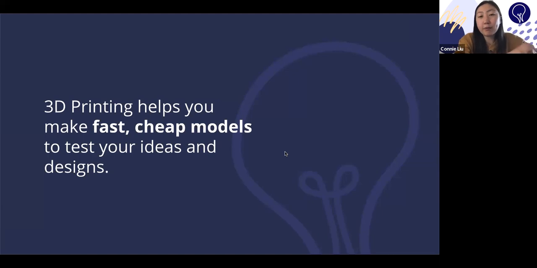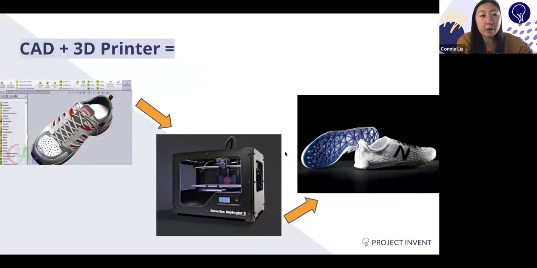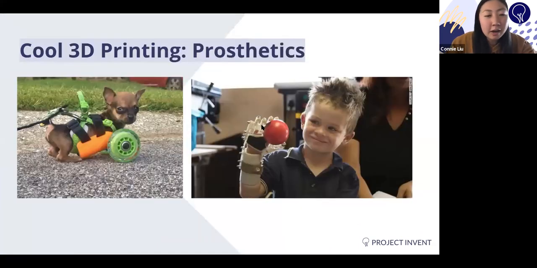3D printing lets you create fast, cheap models and test ideas throughout the way. A good example is a shoe. Say you create a shoe in CAD software, you 3D print it, and then you're able to try it on, see if the sizing's right, see if the mold is correct. Another great example that I feel like kids really love is prosthetics. I always show some 3D printed prosthetics, especially with animals. Those are always ones that really tug the heartstrings. So it gives a social good context to how you can use 3D printing.